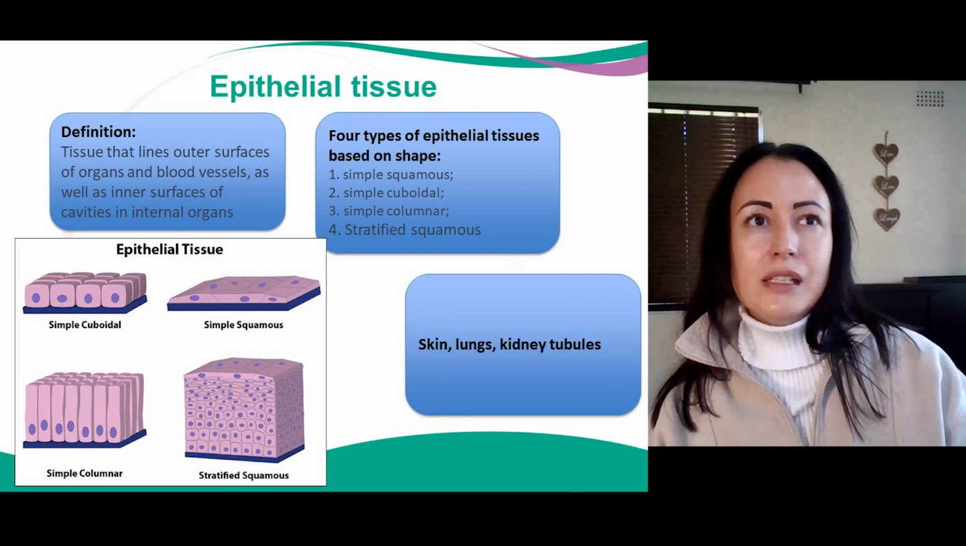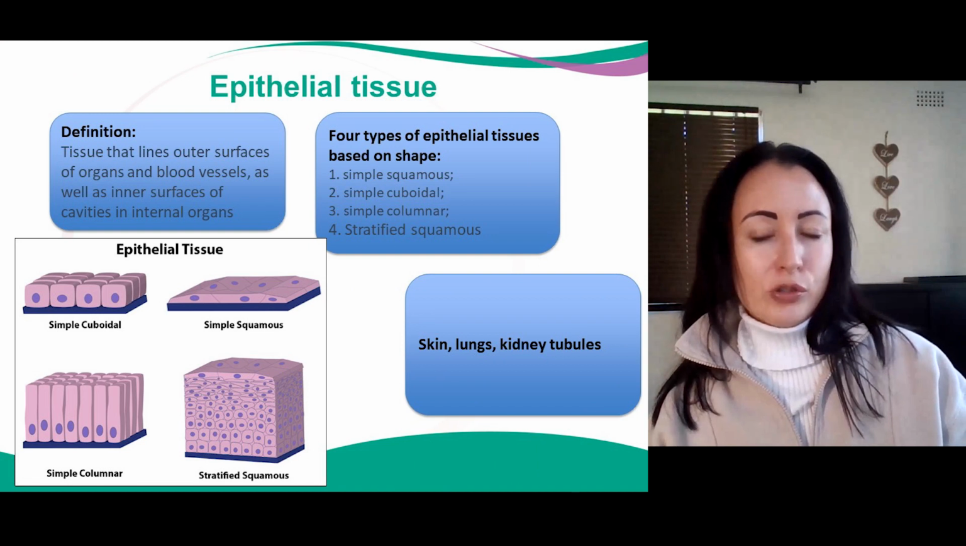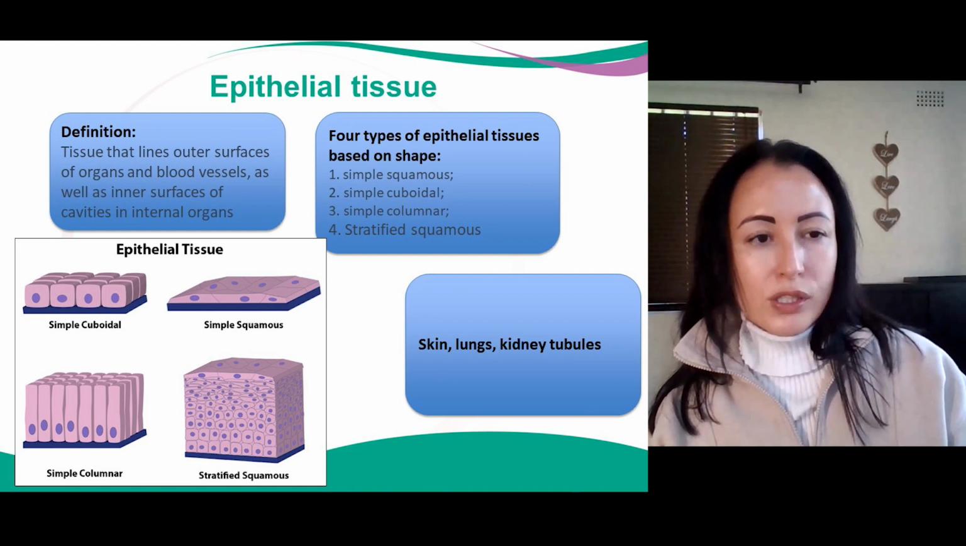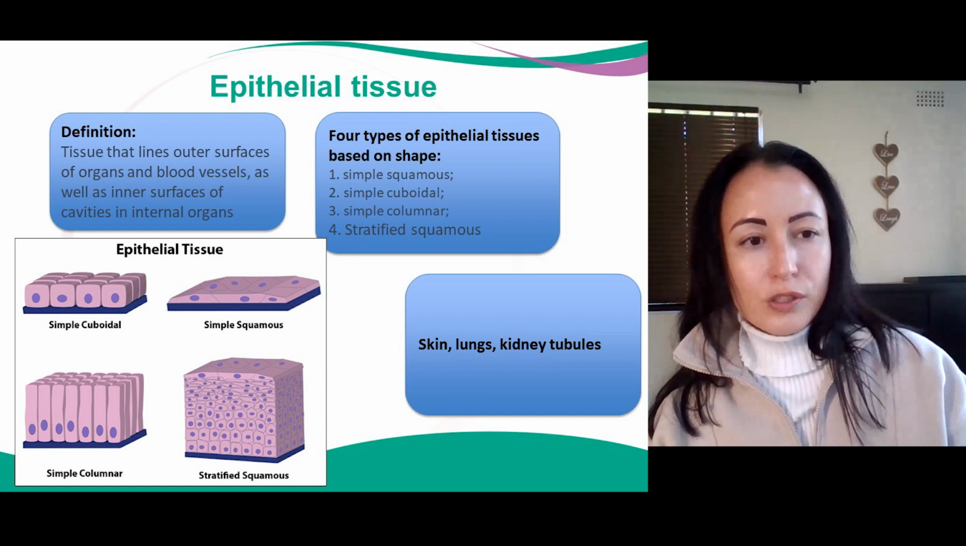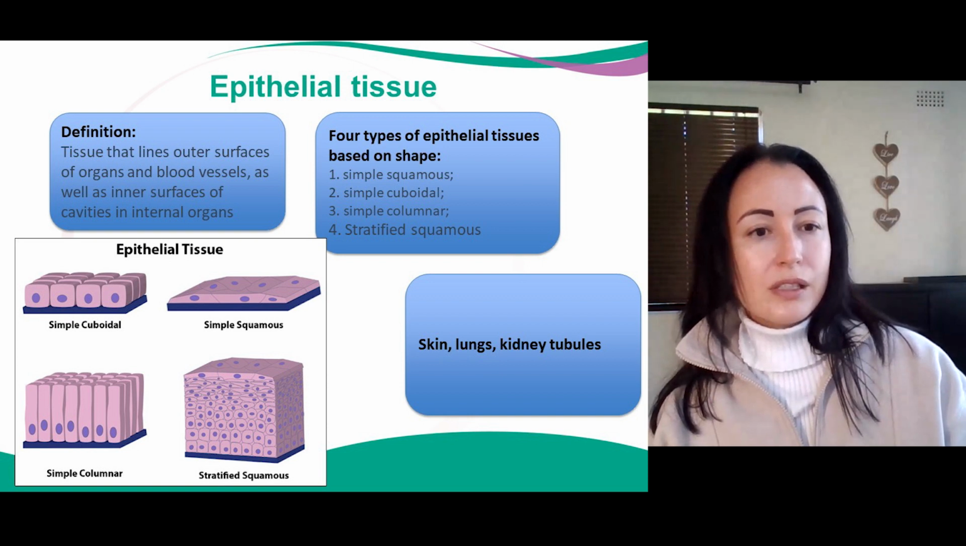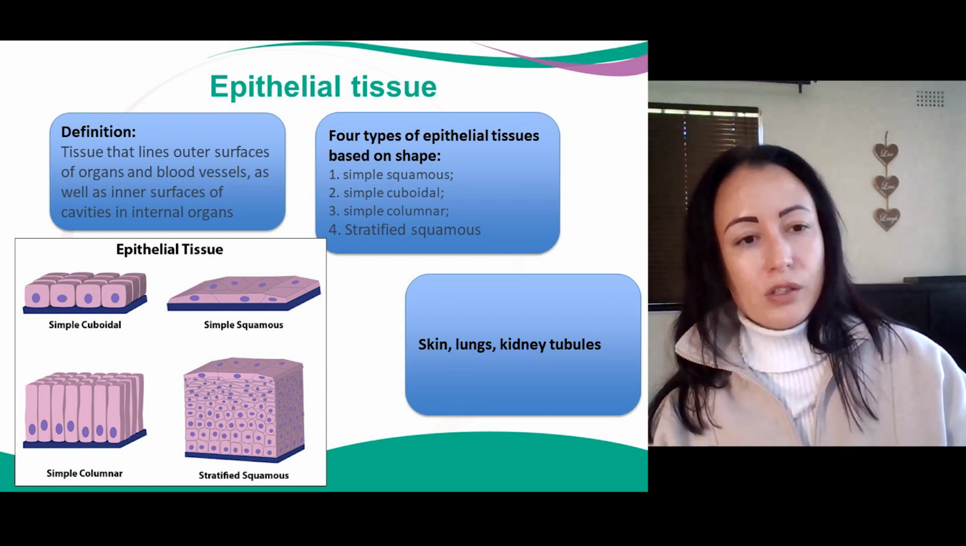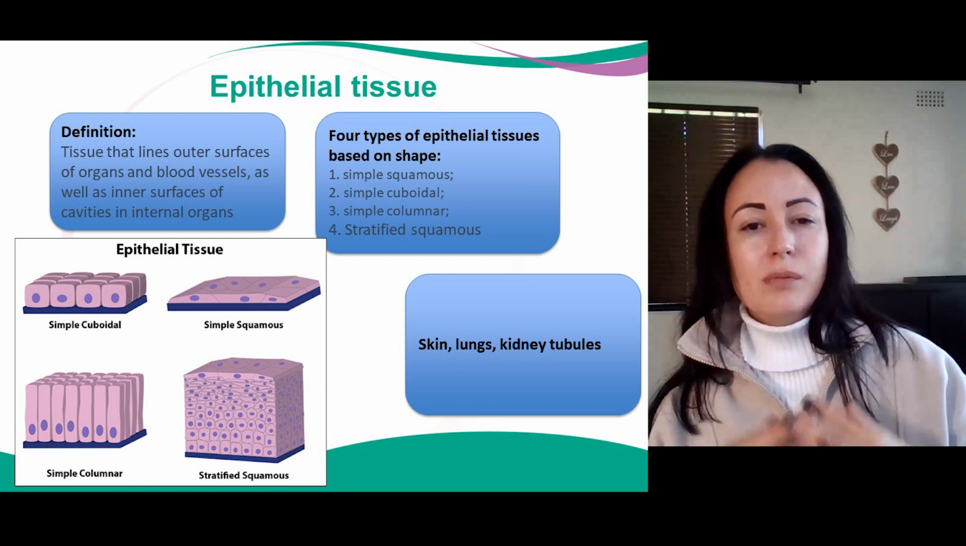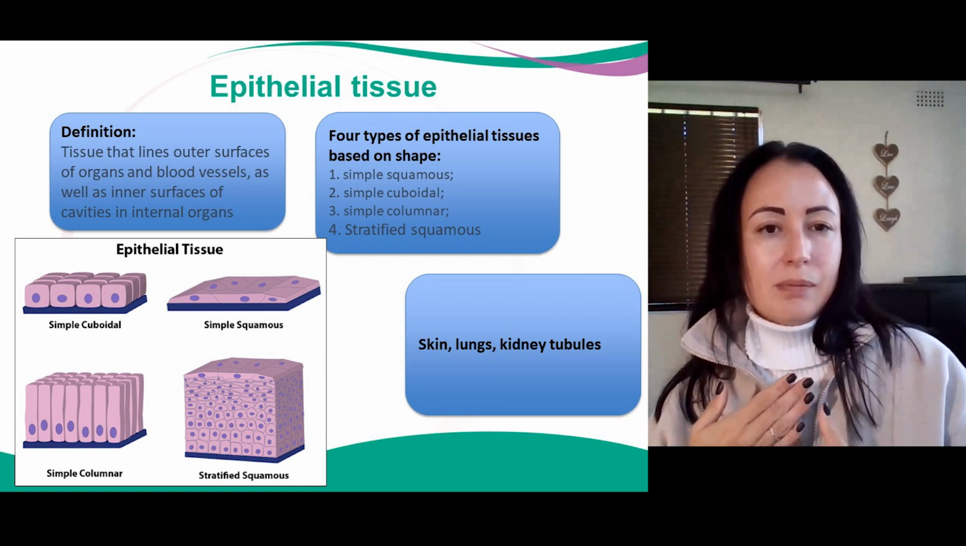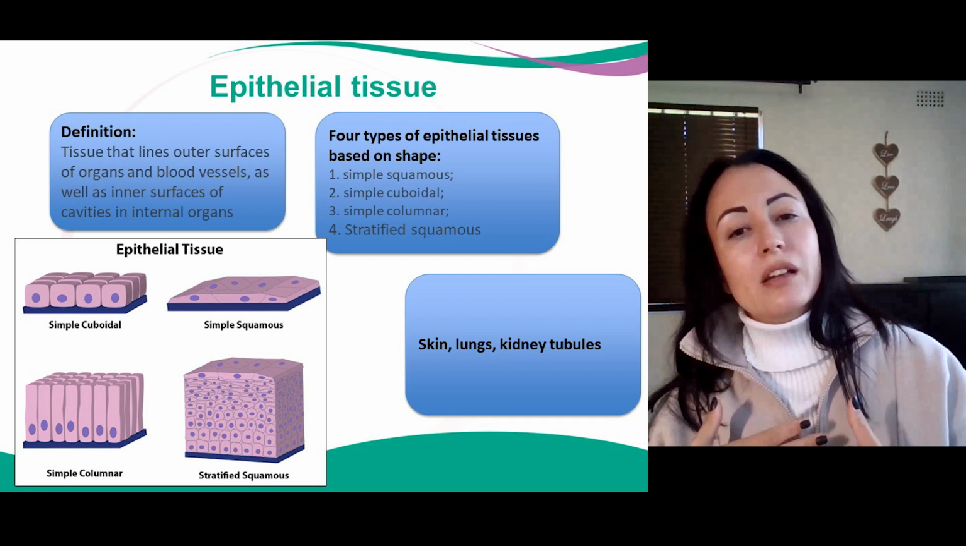And then we get epithelial tissue. So this is another tissue that I think is easily seeable and notable, because it lines the outer surfaces of organs and blood vessels, as well as the inner surfaces of cavities and internal organs. Our skin is made up of a form of epithelial tissue.